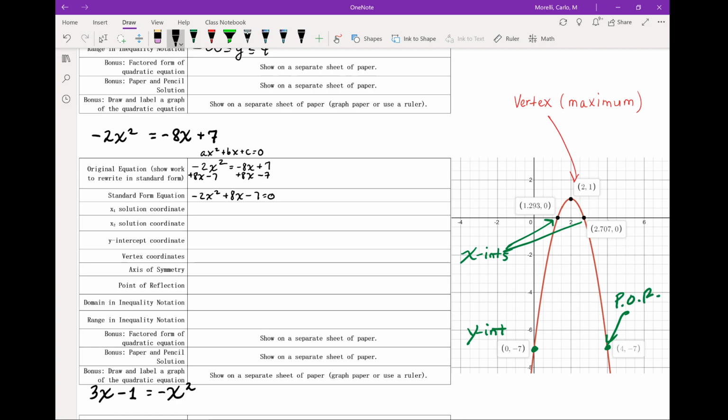So basically we just copy all this information in here. Takes 2 seconds. The x-coordinate solutions would be 1.293 comma 0 and 2.707 comma 0. The y-intercept is at 0, negative 7. And the vertex is at 2, 1. The axis of symmetry is equal to the x value of the vertex, which is 2.